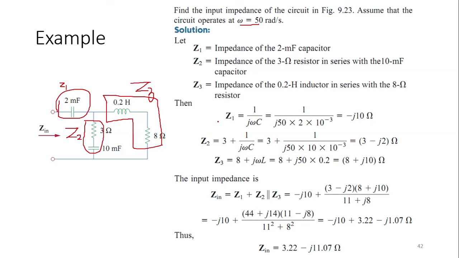First the equivalent impedance is found for 50 radians per second, and then Z1 is in series with the parallel combination of Z2 and Z3. So the end result would be 3.22 minus j11.07.